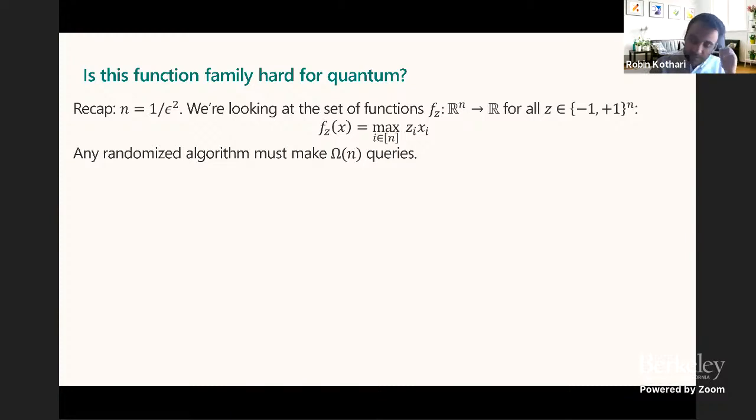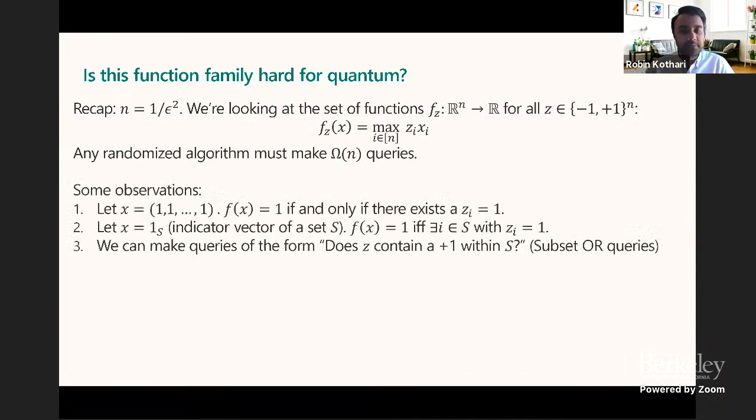Okay, so to answer this question, let's just make some observations about this function first. So here are three very simple observations in increasing order of complexity. The first observation is, if I query with the all ones vector, then the response from the oracle, f of x, is 1 if and only if one of the z_i's is 1, because now f of x just becomes max over i of z_i, and z is a plus-minus 1 string. The second observation is, instead of the all ones vector, if I take the indicator vector of some set S, then I'll get back a 1 if and only if there exists an index in that set for which z_i equals 1.